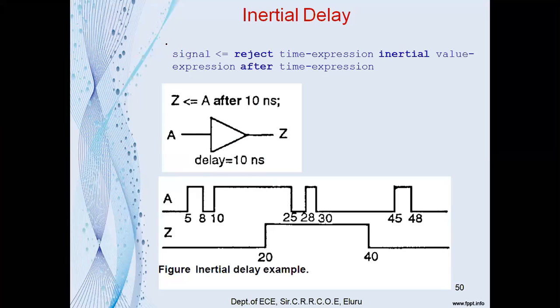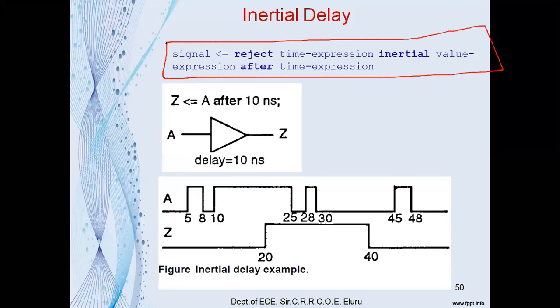So this is the syntax here. Here we have a signal, the output signal. And here we have a keyword, reject. Reject time expression, and inertial value expression after the time expression.